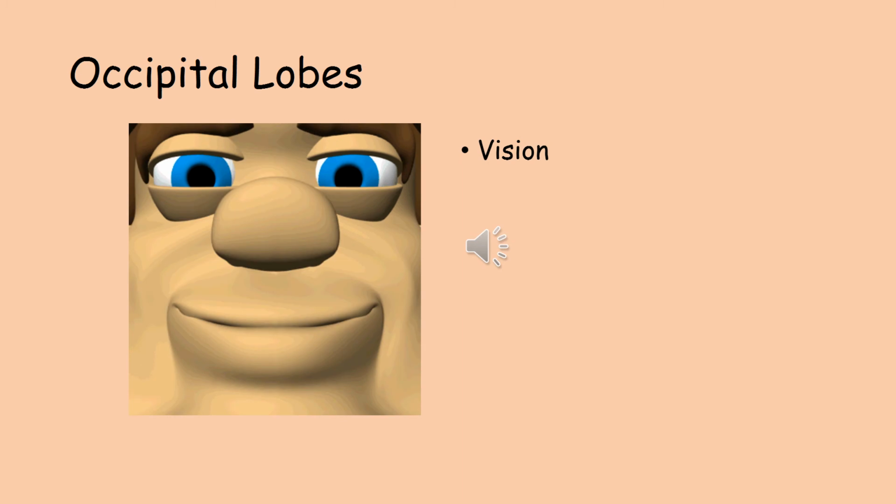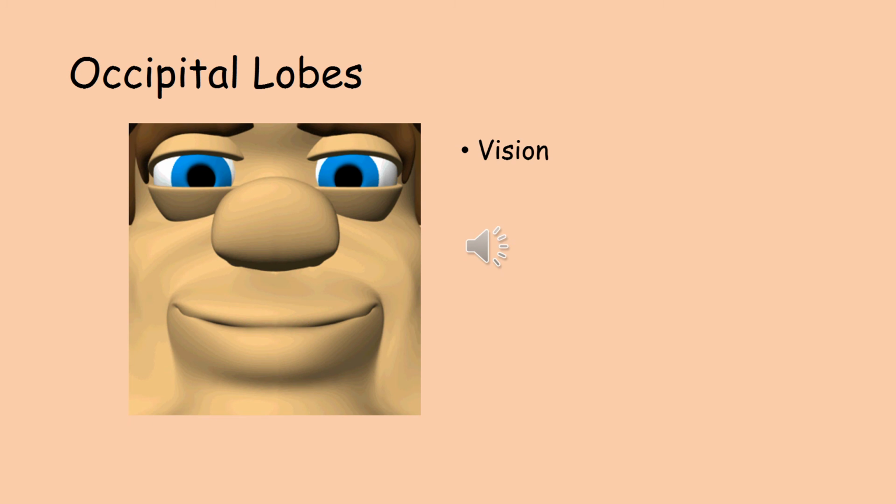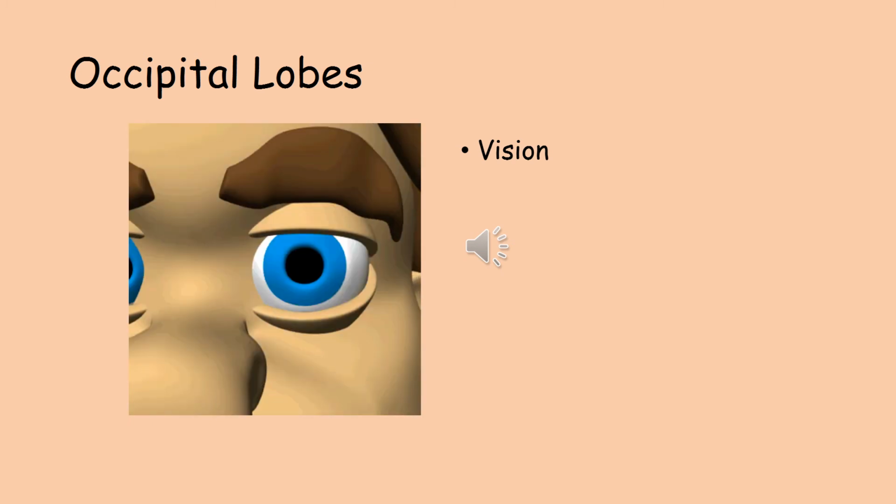The occipital lobe sits in the back of the brain. This is the smallest lobe, and it is responsible for processing vision.